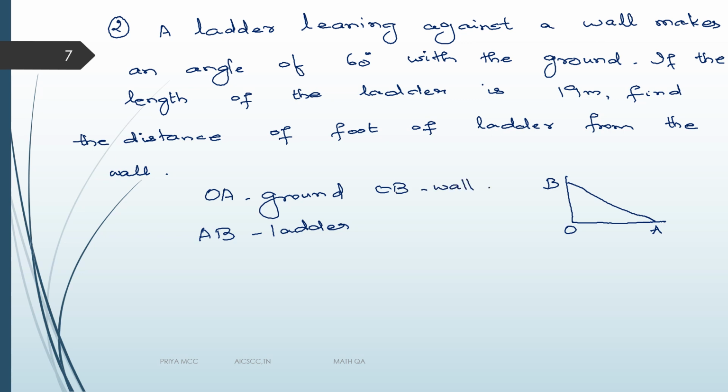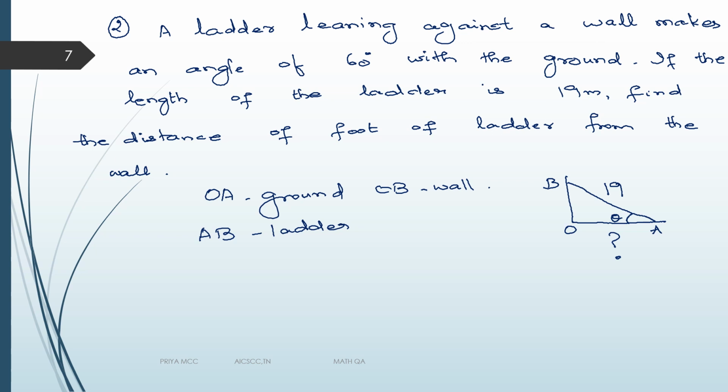Okay, now the ladder makes an angle of 60 degrees with the ground. Where is the ground? OA. So the ladder is making 60 degrees here. Okay, we need not think about this angle. Now if the length of the ladder is 19 meters, which means AB is equal to 19, find the distance of the foot of the ladder. So we want this.